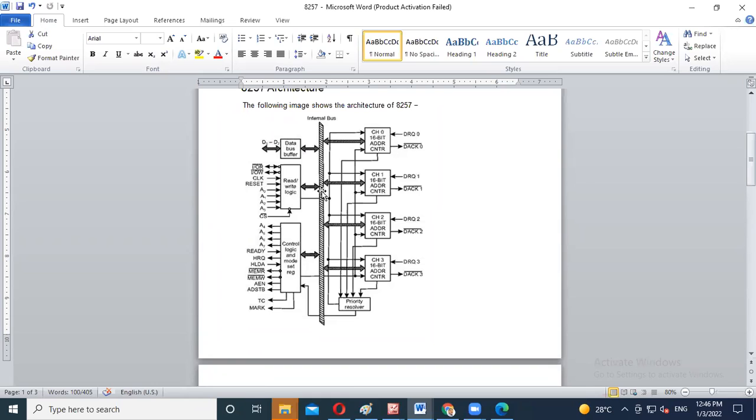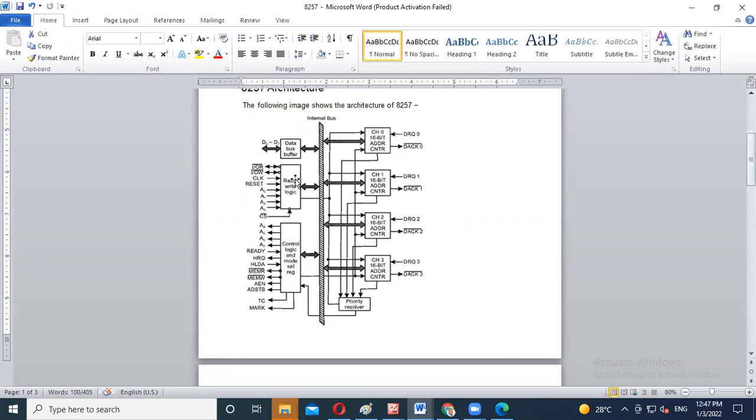As you used the internal bus, same as in the 8259, here also in the 8257 you use the internal bus, with the same functionality as in the 8259. In the right side block, there is the data bus buffer for the data address lines, D0 to D7, totally 8 data bit lines.